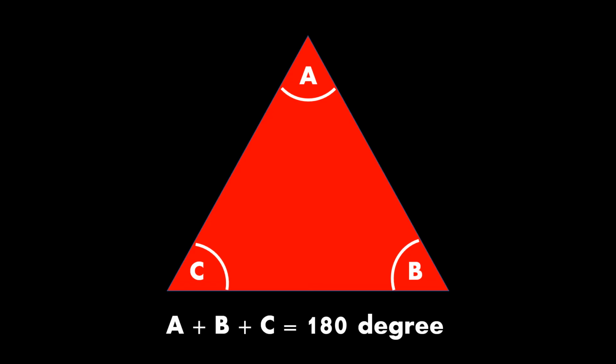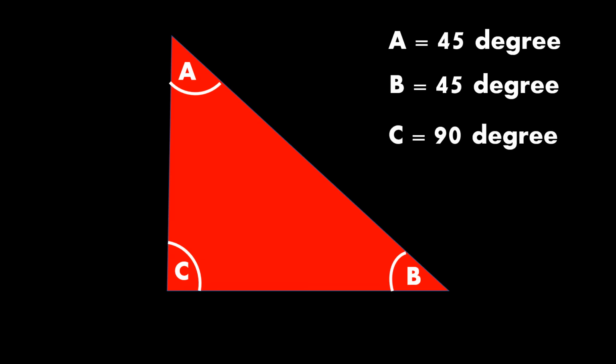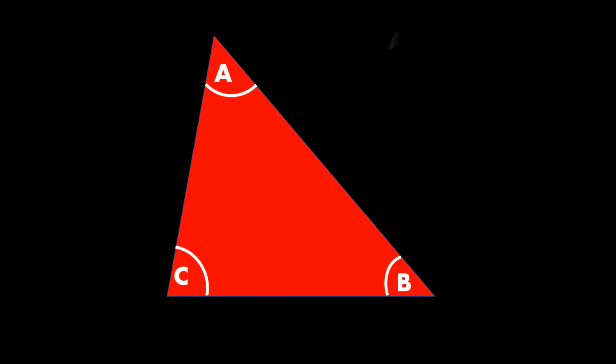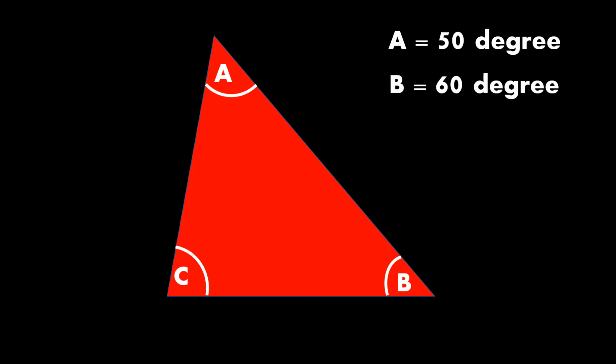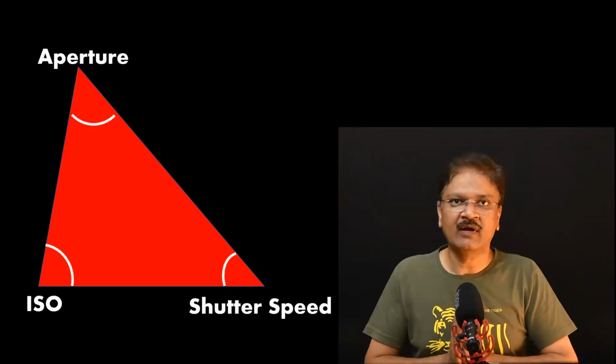A triangle has 3 angles and the sum of all 3 angles is always 180 degrees. That means if angle A is 45 degrees and angle B is 45 degrees, then angle C has to be 90 degrees. But if angle A is 50 and angle B is 60, then angle C has to be 70 degrees. This means that all 3 angles are interrelated and act in reciprocation to each other. This is also called the theory of reciprocation.